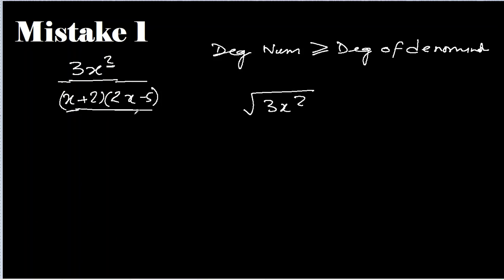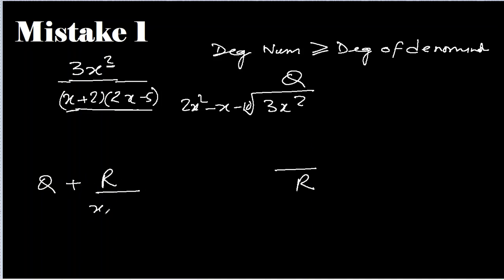Expand this, which will be how much? 2x squared, and then it will be 4x minus 5x minus x minus 10. You have to do this long division first, and whatever quotient you get, and then you get a remainder here, your new question will be quotient plus remainder over (x plus 2)(2x minus 5), and then you will carry out partial fraction.